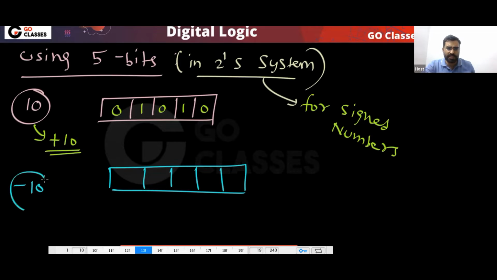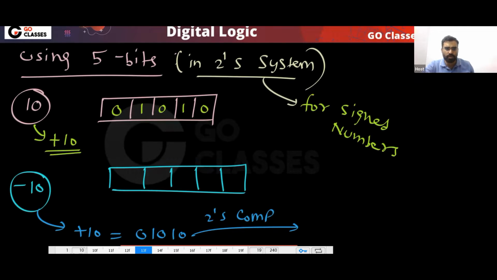To represent minus 10 in the 2's complement system, first you find plus 10, which is 01010. Now you find its 2's complement. To do that, you read it from right to left, keeping everything as it is till the first one, and after that you complement. So your answer will be 10110. This we have already seen.